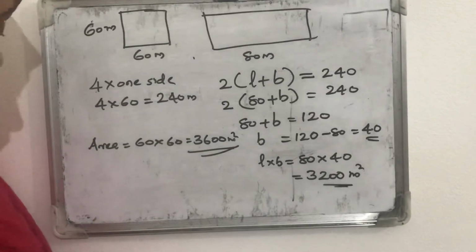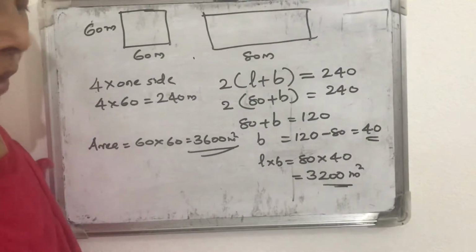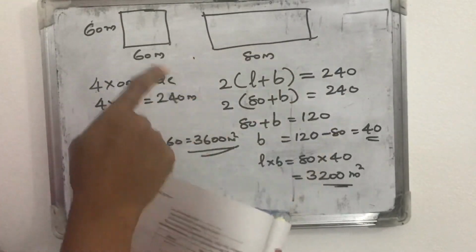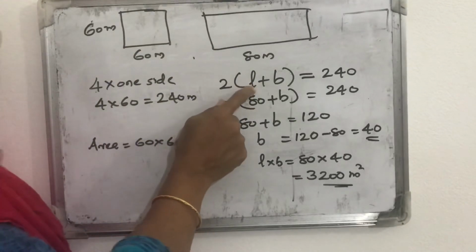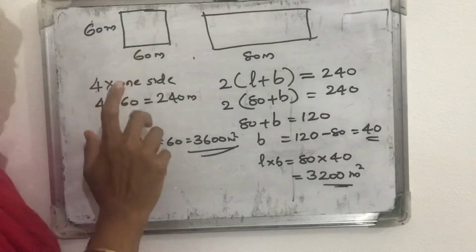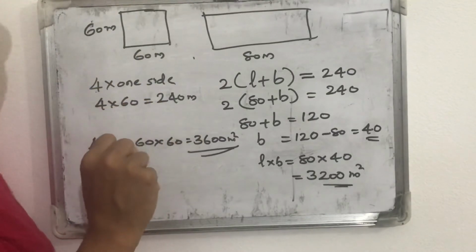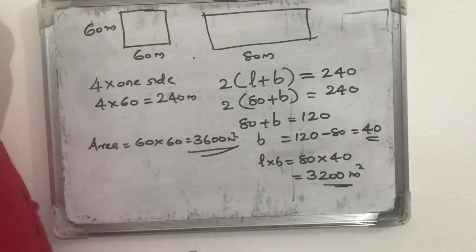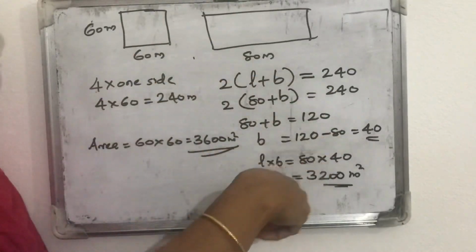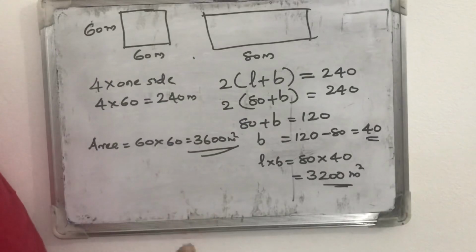So first, in this chapter you want to know the basic equations for finding the area and perimeter of these shapes. For the perimeter of a rectangle we can use 2 into length plus breadth. For the perimeter of a square we can use 4 into one side. The general way to find the perimeter of any shape is by adding all the sides. This way we can find out the next questions also.